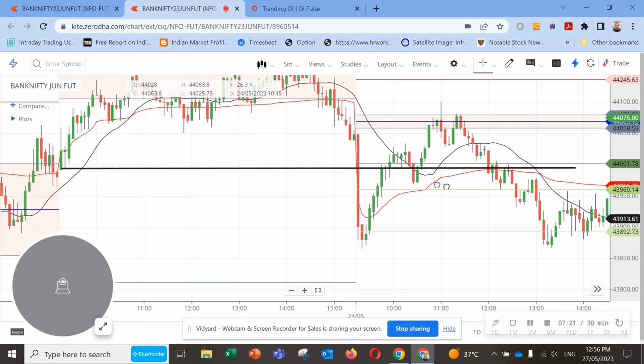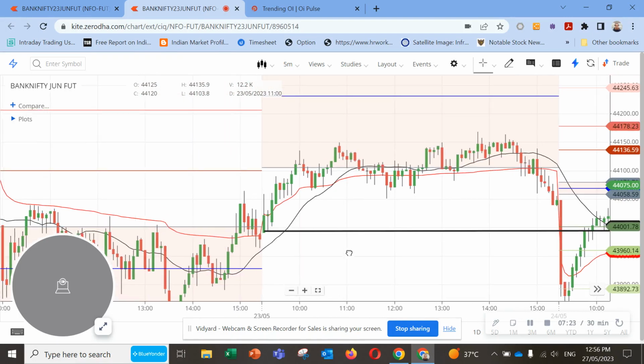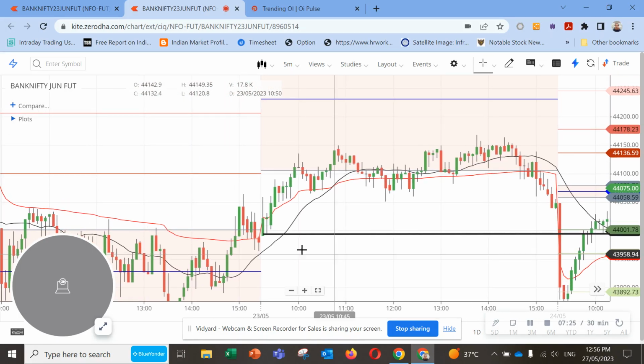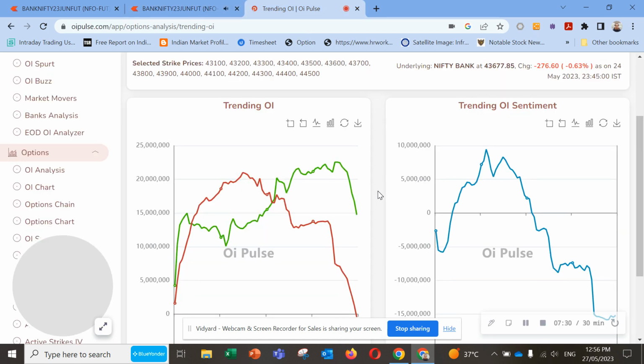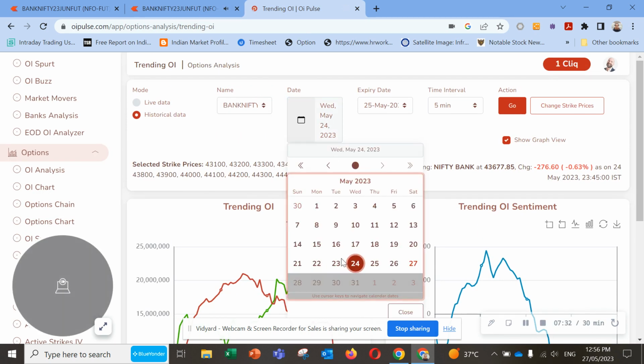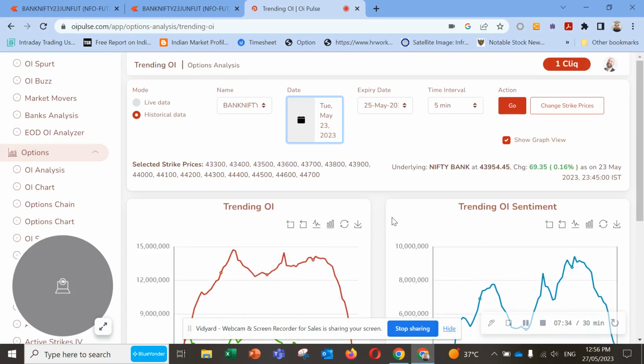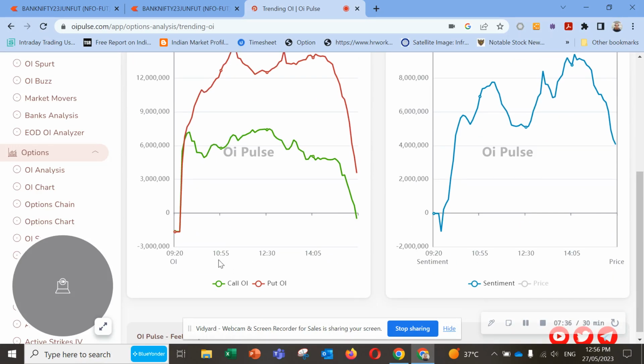Okay. So let us see another day where we have a very flat market. This is somewhat a flat market. If you see the 23rd, let us see how the 23rd turned out. On the 23rd, I don't see the crossover happening anytime in the market. The put was going up, put was separate and call separate, and they didn't cross over at all. The sentiment was positive, but the crossover did not happen.